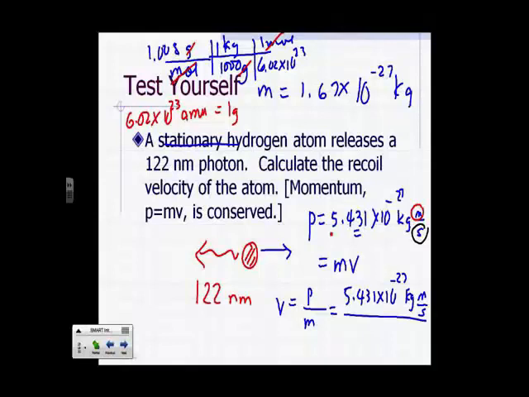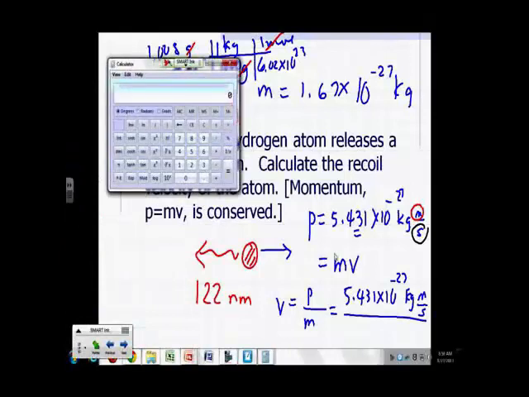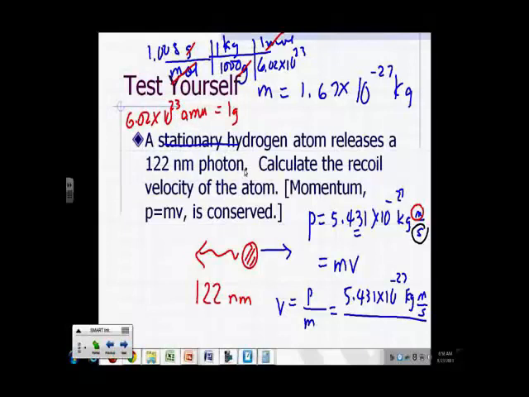So is that the correct number? Yes. You sure? Let me just verify. 1.008 divided by 1,000, divided by 6.02 times 10 to the 23rd. Yeah, 1.67 times 10 to the negative 27. So it's the mass of one hydrogen atom: 1.67 times 10 to the negative 27 kilograms.